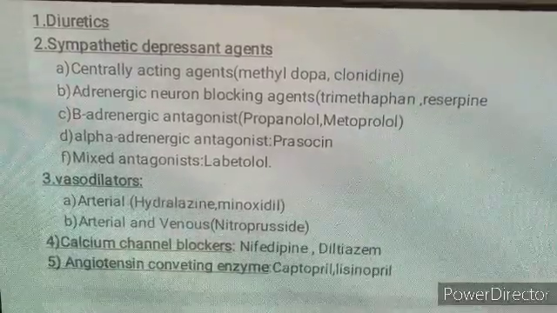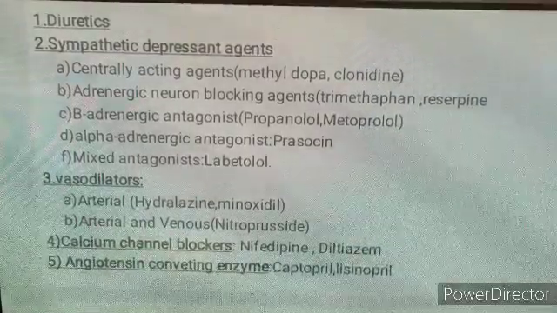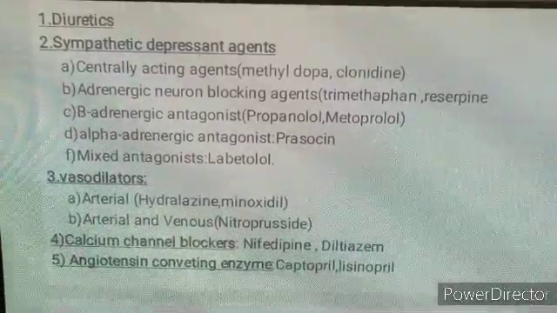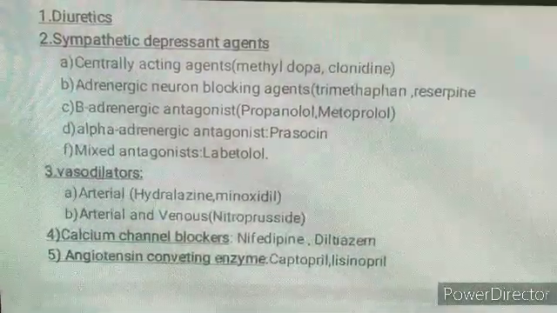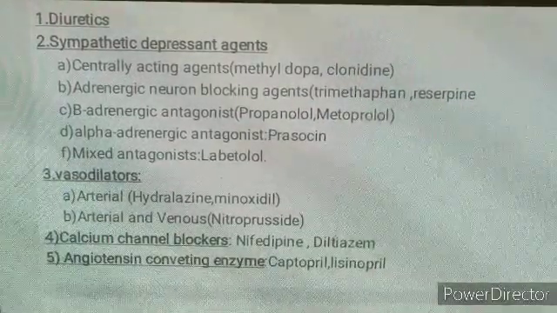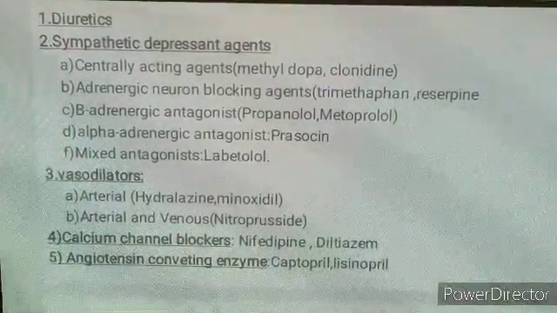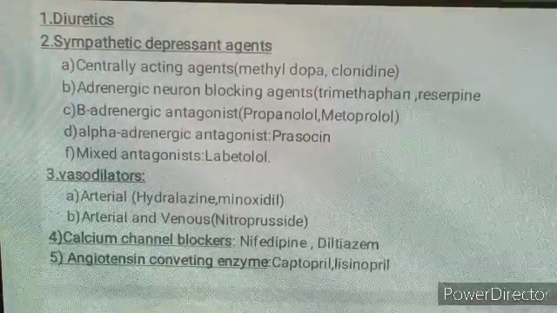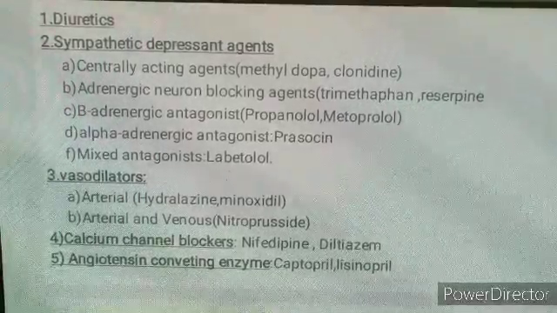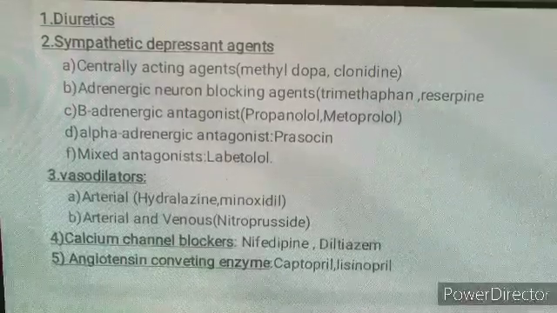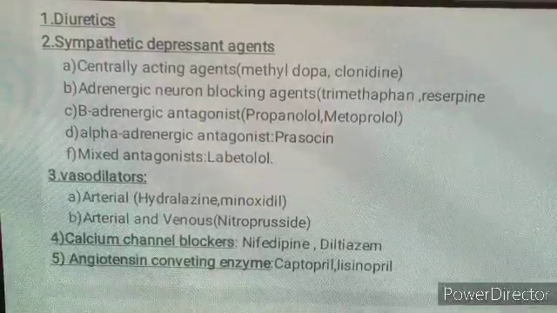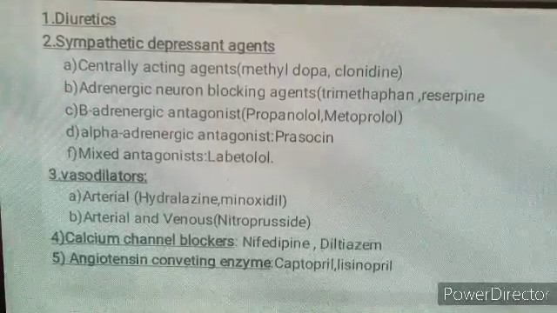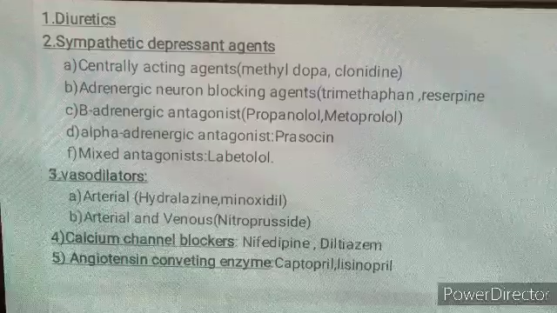The next class of drugs is vasodilators. We have arterial vasodilators like hydralazine and minoxidil, and we also have arterial and venous vasodilators like nitroprusside. Now these vasodilators produce relaxation of vascular smooth muscles in arteries and arterioles that results in decreased peripheral resistance. They are not used as the primary drug treatment, but they will be used in combination.